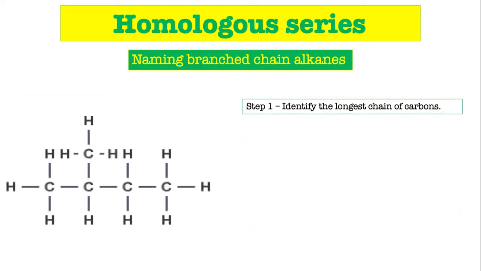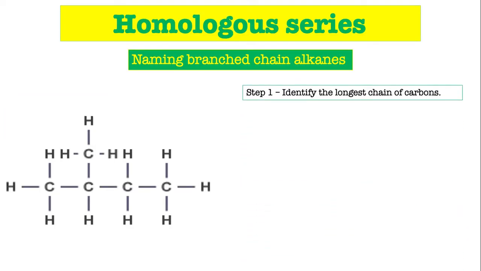Right, so step one, you would identify the longest chain of carbons. What that means is find the chain that has the longest number of carbons. Most of you looking at this compound would probably go for this chain down here. I'm just going to point out the longest chain of carbons doesn't need to be in a straight line.